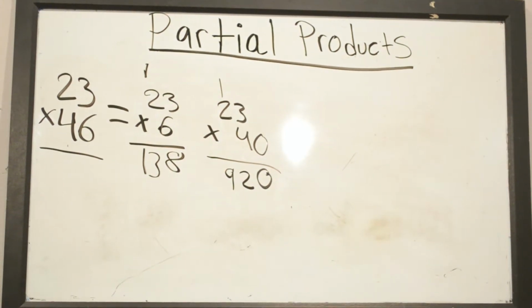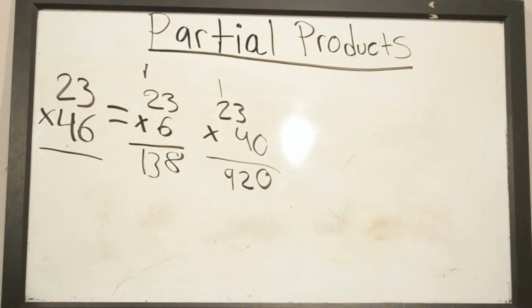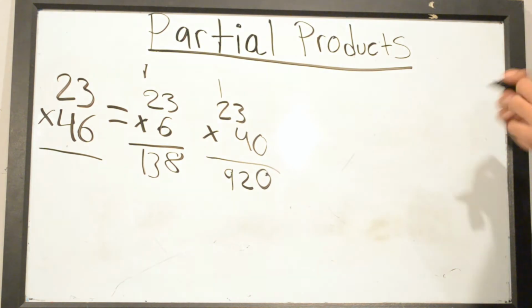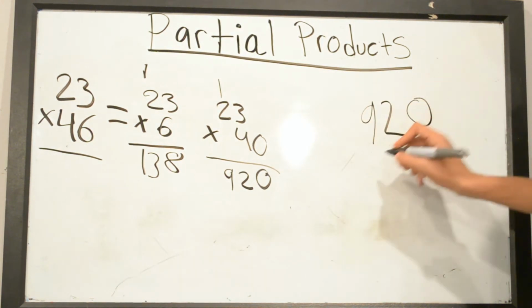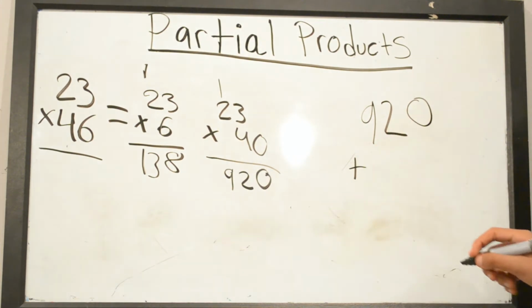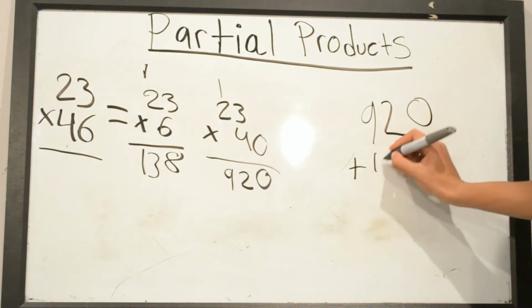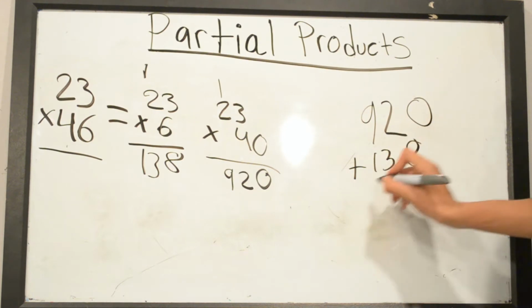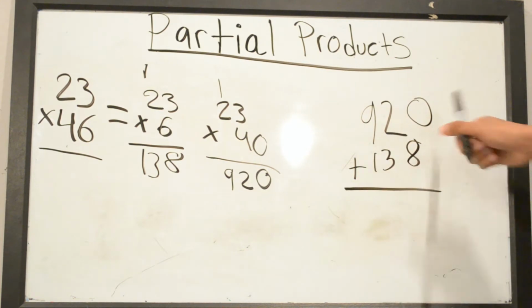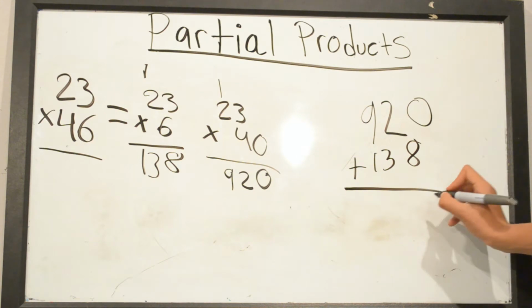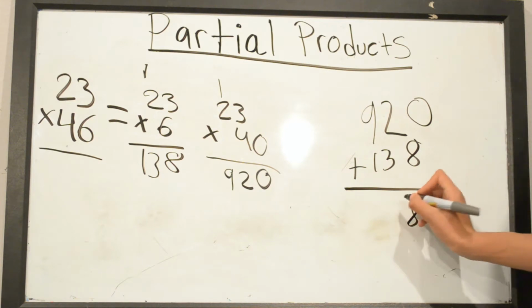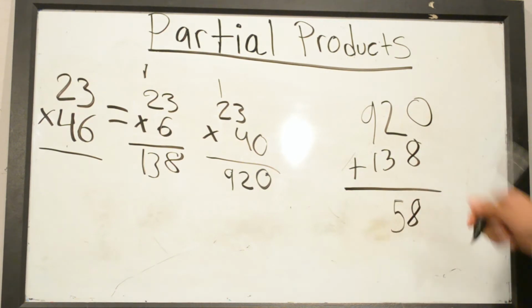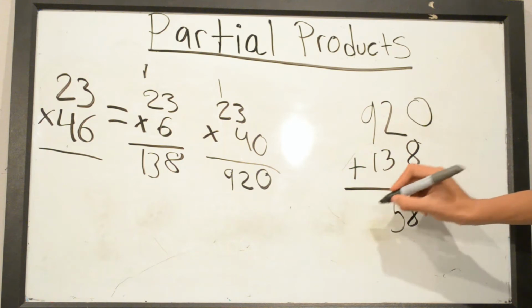Now we add both of our products together to get our final answer. So here we add 920 plus 138. 8 plus 0 is 8. 3 plus 2 is 5. 9 plus 1 is 10.